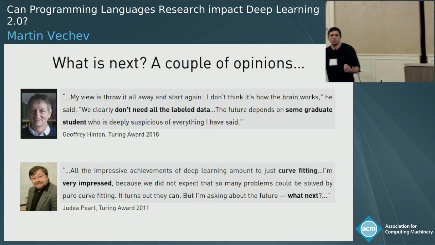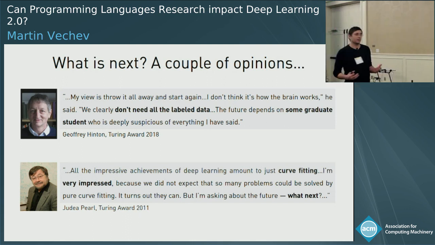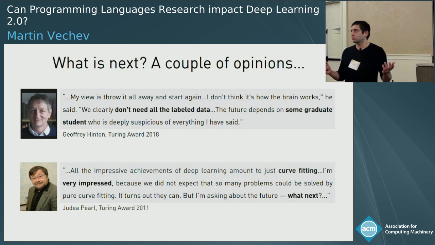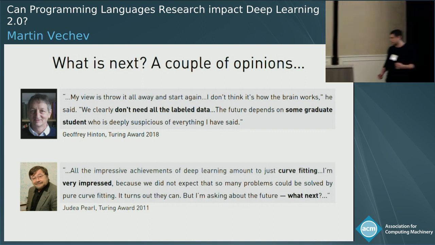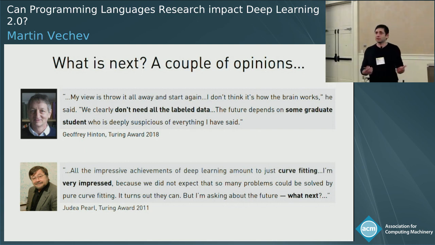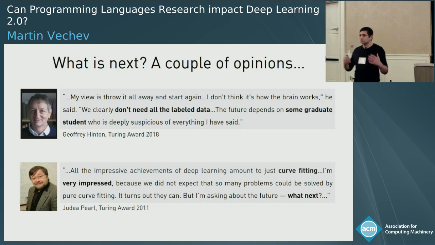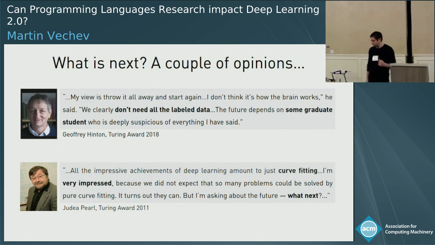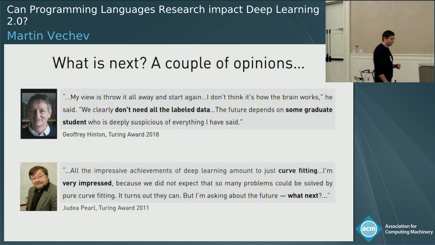Now, there is some consensus in the community that some breakthroughs are needed, like the time is right. So for instance, Hinton, who won the Turing Award a couple of years ago with Yann LeCun and Yoshua Bengio, says we don't need all this label data. The future depends on some graduate student who is very suspicious of everything I've said. And Judea Pearl, who won the Turing Award in 2011, says he's extremely impressed with what deep learning has done, but it essentially amounts to curve fitting. He's just surprised that curve fitting can solve so many problems. But he's asking, what's next? The community is open to new results, to some breakthroughs that somehow look like they have to take place, because otherwise we'll be stuck running more and more GPUs and waiting around.